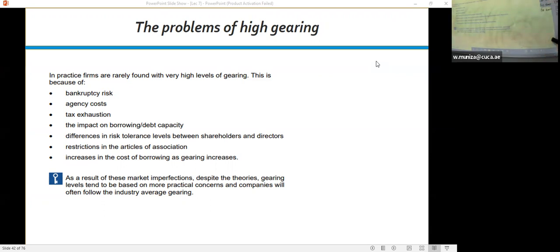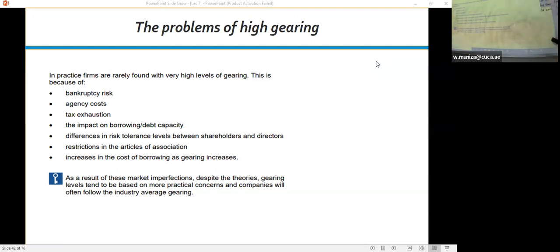The difference in risk tolerance levels between shareholders and directors: maybe the directors do want to take more and more risk. They will increase gearing. But shareholders do not want their gearing to be increased. Why? Because the return to them is going to be reduced.